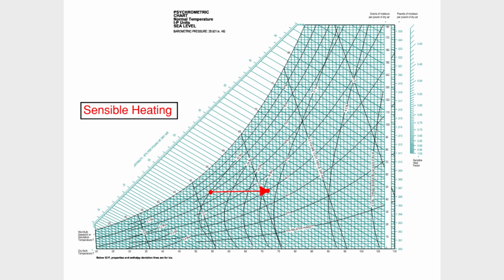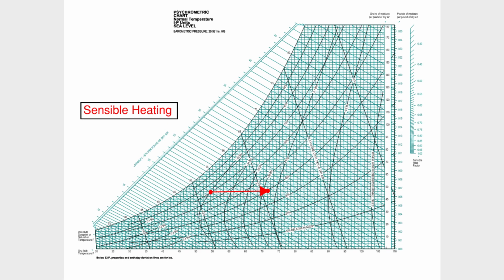Sensible heating happens when we add heat to the air without changing the moisture in it. On the chart, that's a horizontal line moving to the right. Here's what's happening. The dry bulb temperature goes up. The wet bulb temperature also goes up. Relative humidity drops, and the dew point stays the same. The humidity ratio, or moisture level, doesn't change.